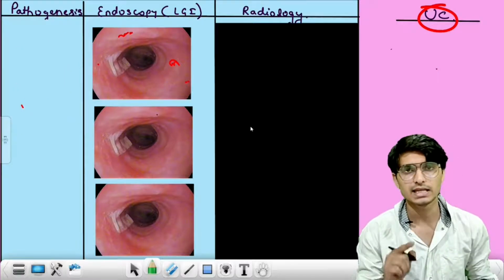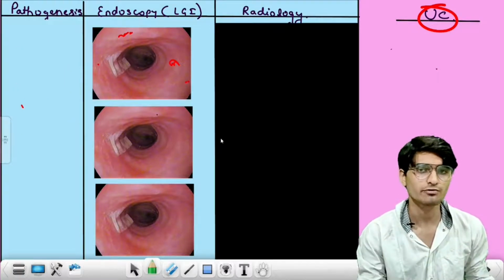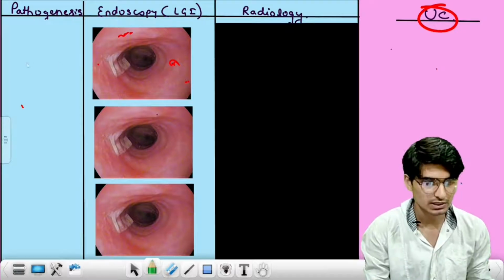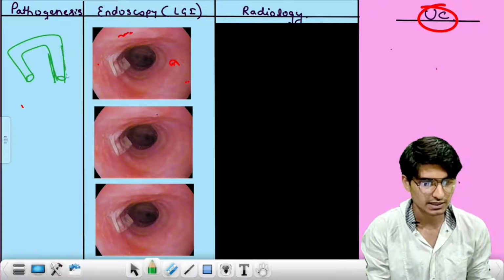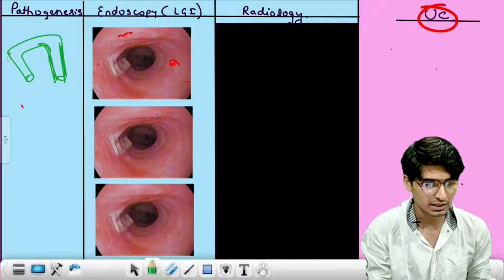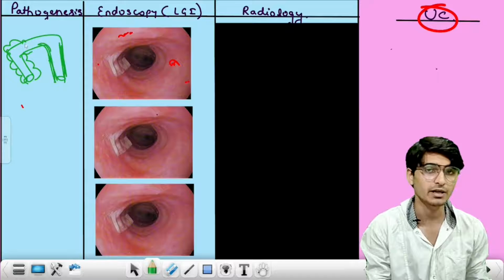Next appearance is the lead pipe appearance, right? As the disease progresses, there is loss of haustrations, leading to the lead pipe appearance of the colon here. Okay, so that is having the lead pipe appearance. Normally the haustrations are present here, and they are absent in the case of the lead pipe appearance here.